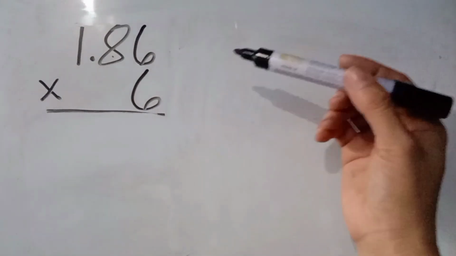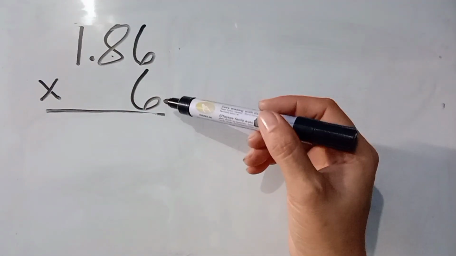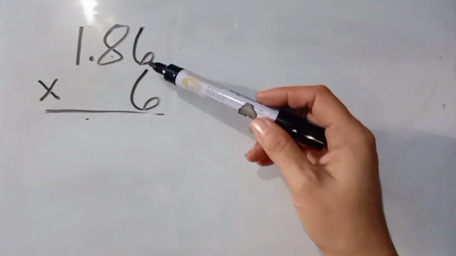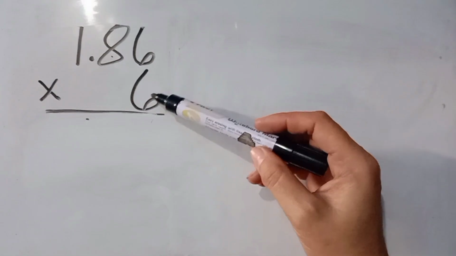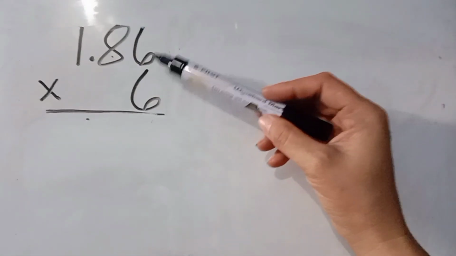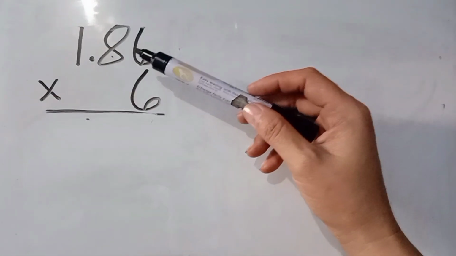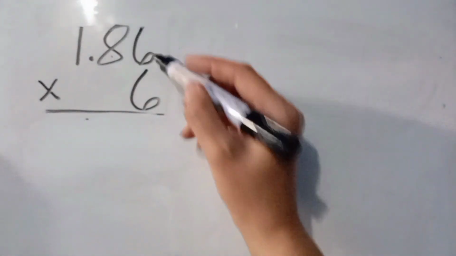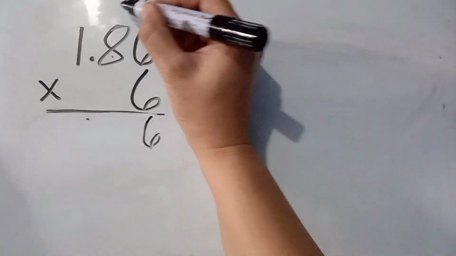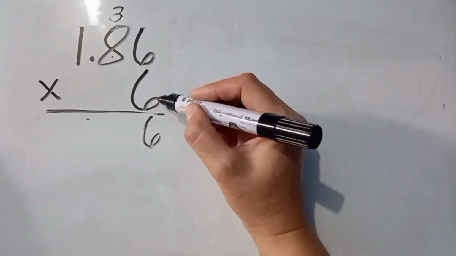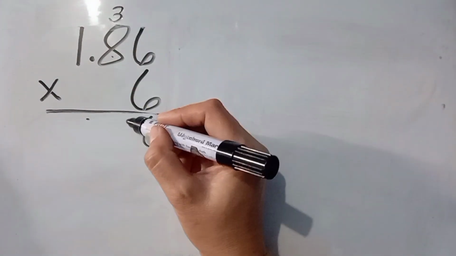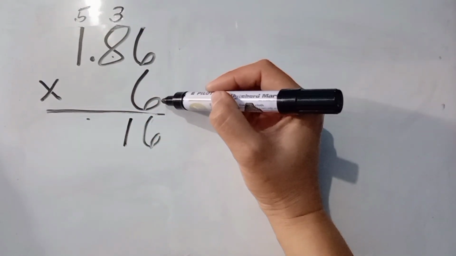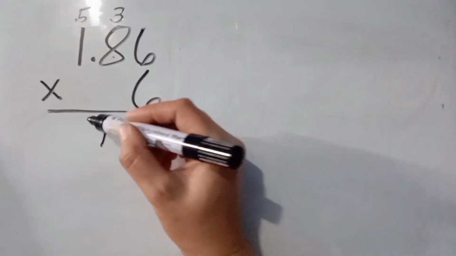Let's have an example on multiplying decimal by whole number. 1 and 86 hundredths times 6. Okay, so what is the first step that we are going to do? We are going to multiply like the whole numbers. So 6 times 6, the answer is 36, carry up 3. 8 times 6 is 48, plus 3, the answer is 51, carry up 5. 1 times 6, the answer is 6, plus 5, the answer is 11.